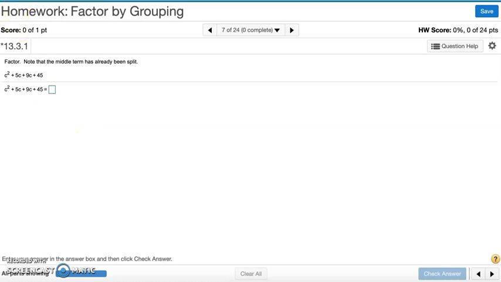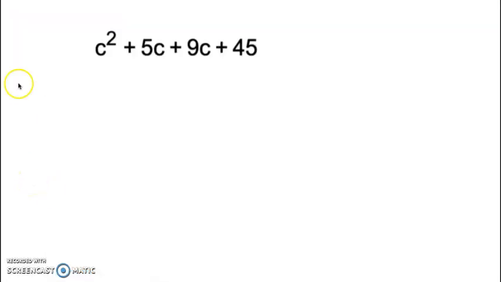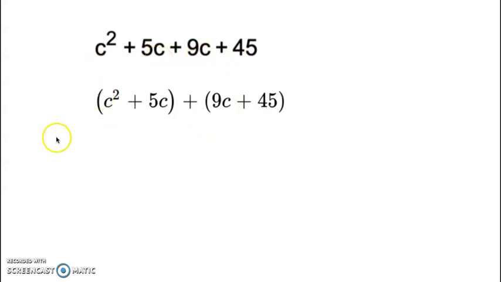Factor by grouping. Number 7 wants us to factor. Let's take a closer look at it. To factor by grouping, I need to put two sets of parentheses around the first two terms and the second two terms. Then I take out a GCF of those terms.